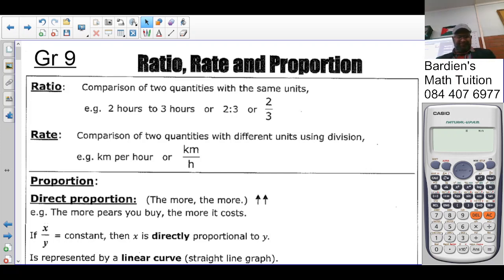Good morning, class. So at this point we were looking at grade 9 ratio, rate and proportion. Correct?